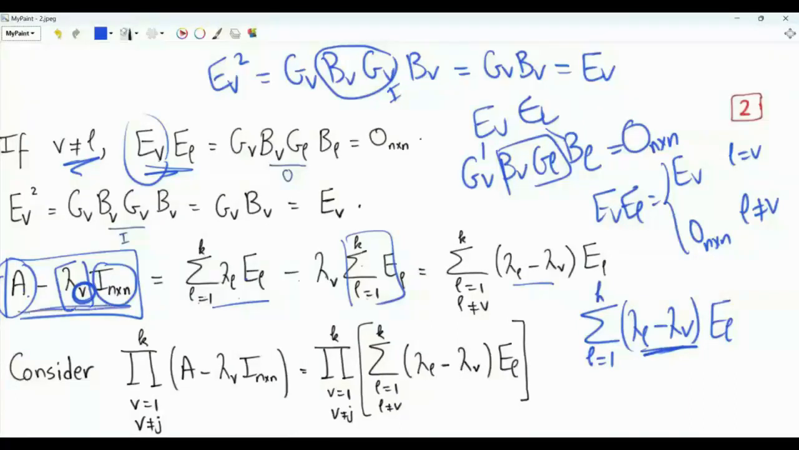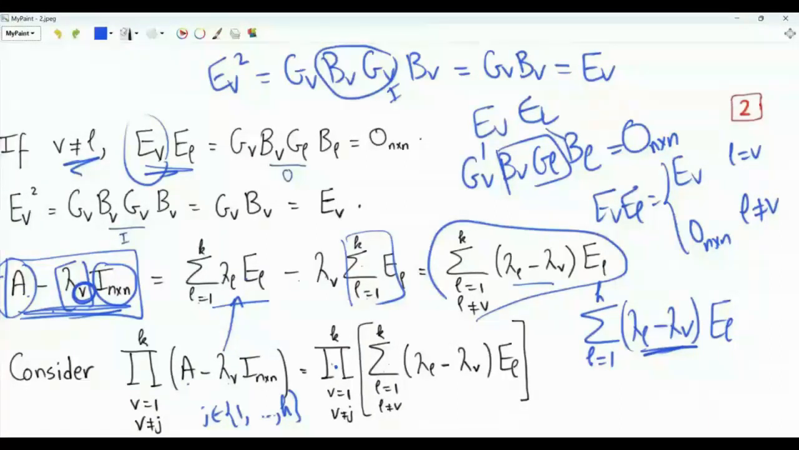Let's now consider a product of those matrices. The product will be over the index V. I will take a product of A minus lambda V times identity, where V is from 1 to K, but we exclude J. We will choose J, so J is in the set from 1 to K, and we exclude its value from the set of possible values of the index V. This is the product. And now from the previous line, we know that A minus lambda V times identity can be written as this summation here.